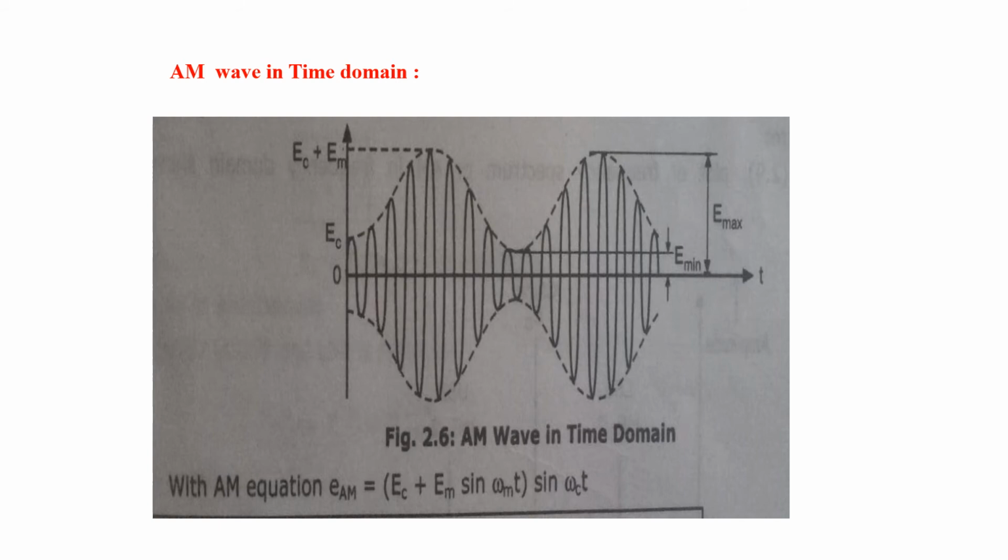Now this is the time domain of the AM wave. Here, the value of EC plus EM has to be taken with respect to time t. So this represents the AM wave, and the equation of the AM wave is EC plus EM sin omega mt, outside the bracket sin omega ct.